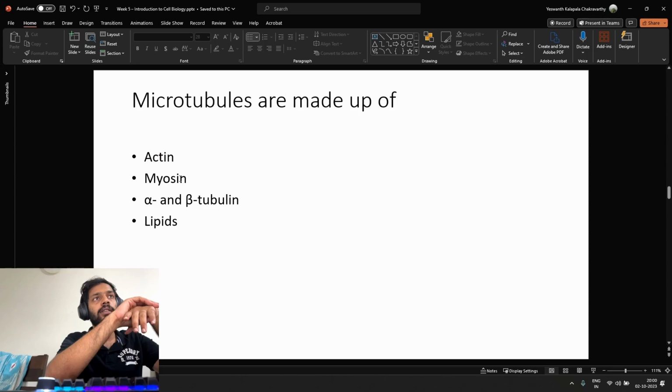Microtubules are made up of what? We know microfilaments are made up of actin. What are microtubules made of? Yeah, alpha and beta tubulin are what make up these microtubules.